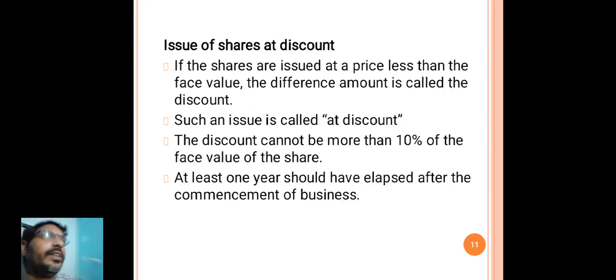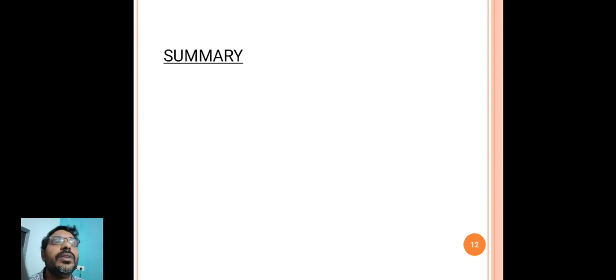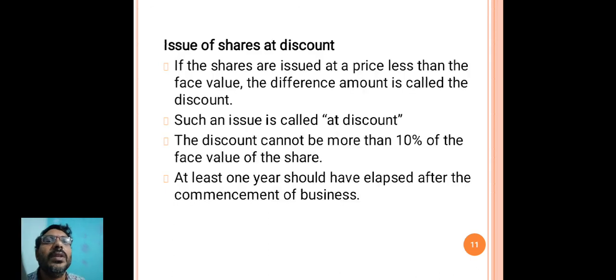Issue of shares at a discount. If the shares are issued at a price less than the face value, the difference amount is called the discount. Such an issue is called an issue at a discount.